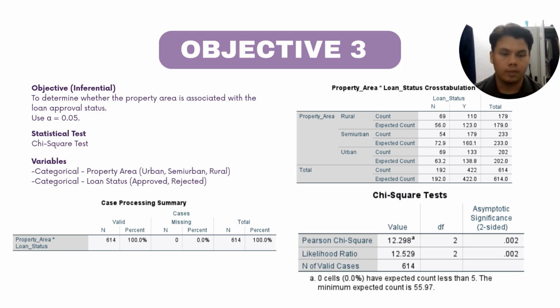From the case processing summary, there are 114 valid cases representing 100% of the data. With no missing values, all 114 observations were included in the analysis. Next, we look at the cross-tabulation table. From the table, applicants from semi-urban areas have the highest number of approved loans with 179 approvals, followed by urban with 133 approvals and rural with 110 approvals. However, this table alone cannot determine whether there is a significant association. Therefore, we proceed to the chi-square test.